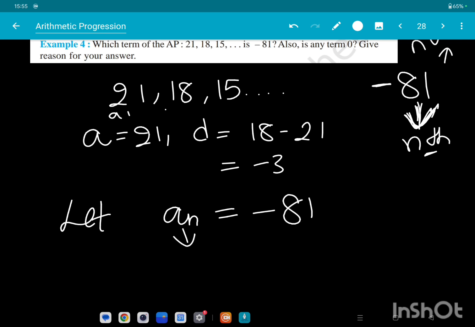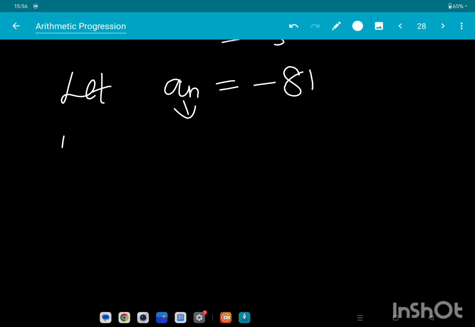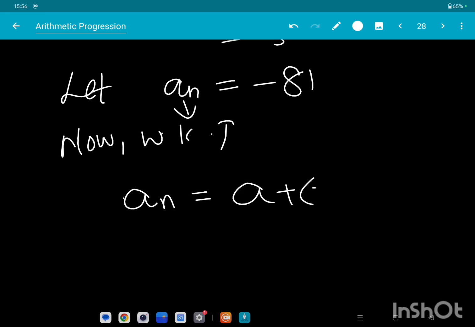So here it is a1, a2, a3 and so on. Let's say this is an, which is the nth term. So let an equal minus 81. Now we know the formula. If we want to find any nth term, what is the formula here? an is equal to a plus (n minus 1) into d. This is the actual formula.